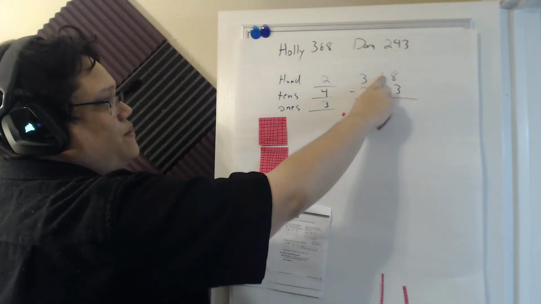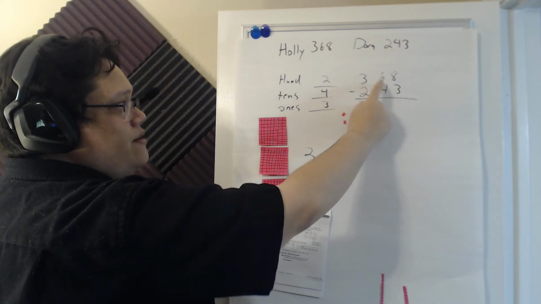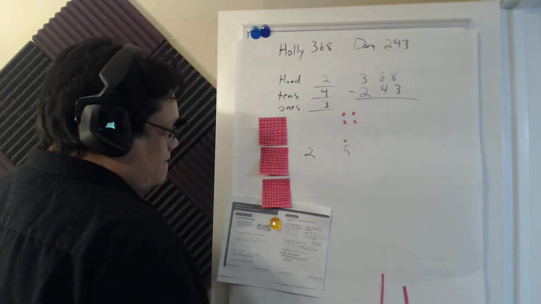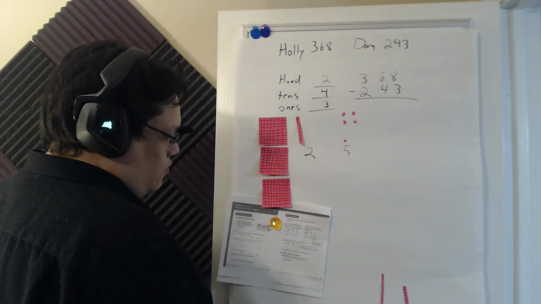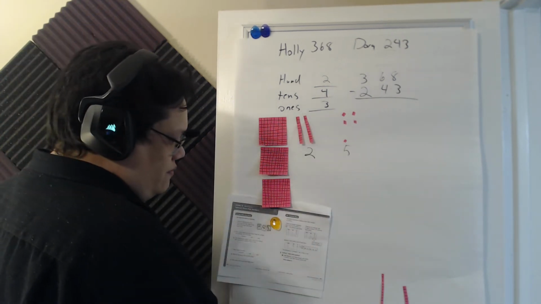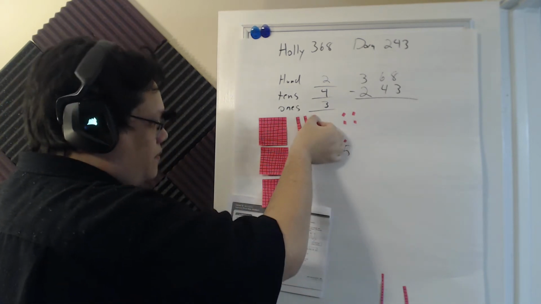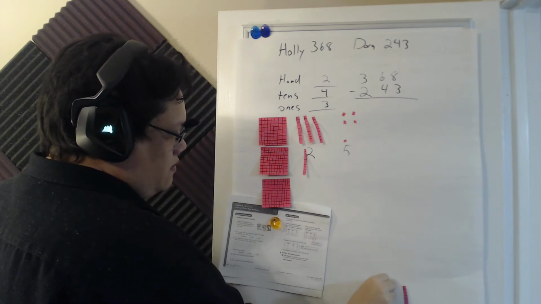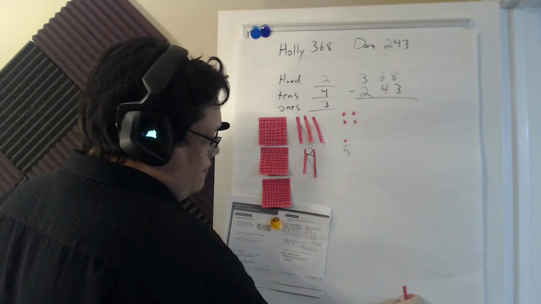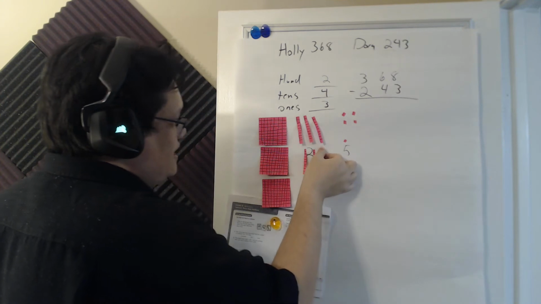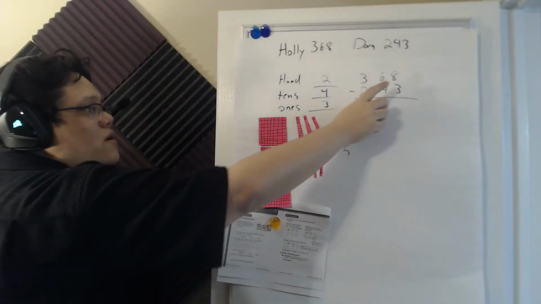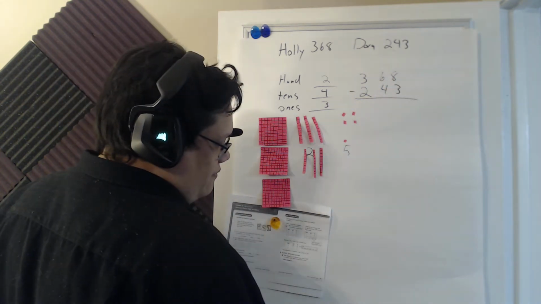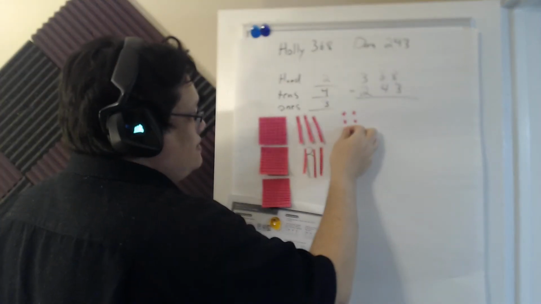How many tens do we have here? 368. How many tens do we have here? We have 6 tens. 1, 2, 3, 4, 5, 6. And how many ones do we have? 368. How many ones do we have? We have 8.